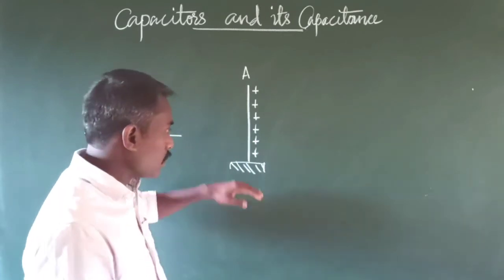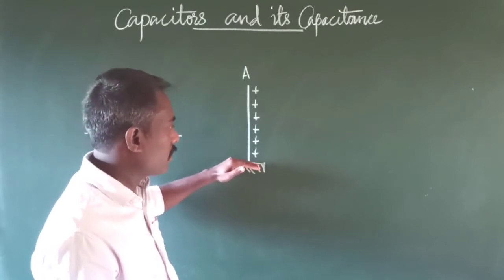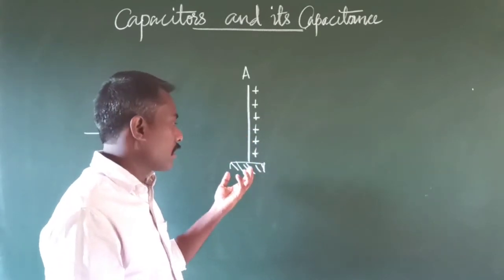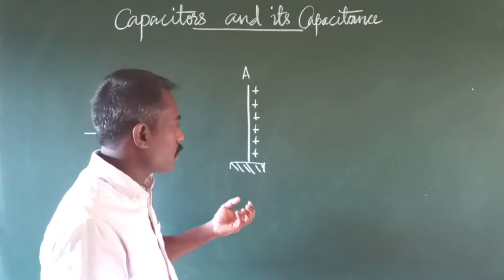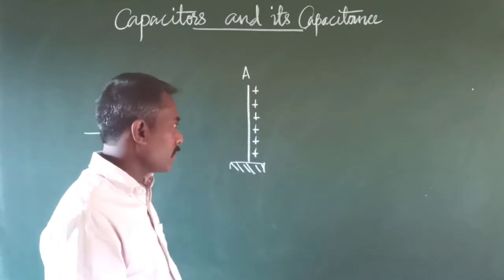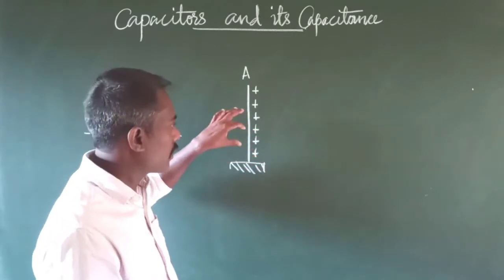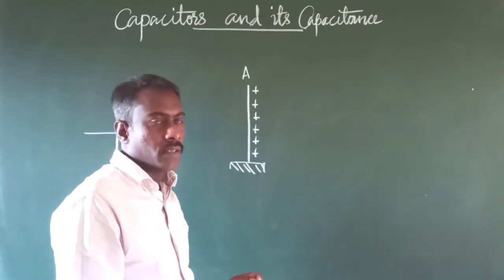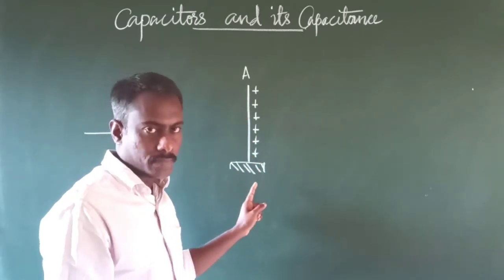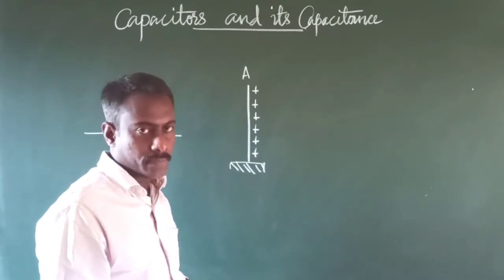Now we need to increase the number of charges, to add more charges to the conductor, plate A, so that more electrical energy will be stored in it. But normally we cannot add more charges to conductor A, because in order to add more charges, we need to decrease the potential of the conductor. So how can we decrease the potential of the conductor? That is the next question.